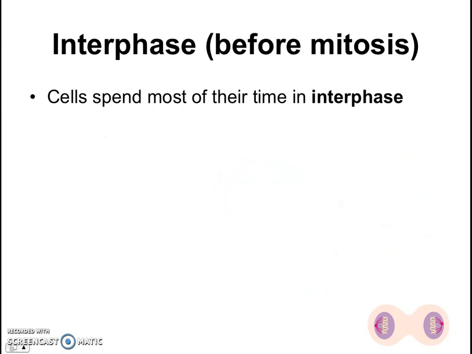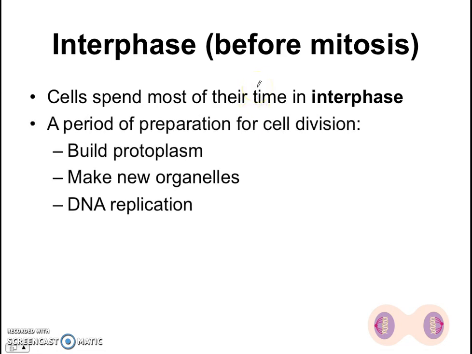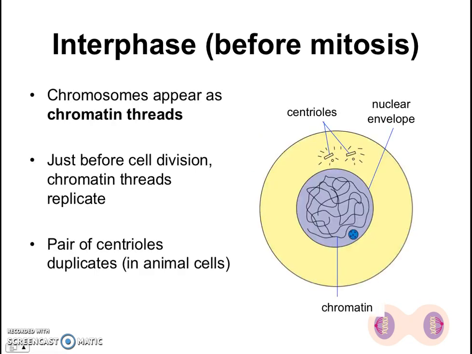Now remember, interphase is not part of mitosis. It takes place before mitosis. And cells spend most of their time in interphase. Doing what? Well, they spend their time preparing for cell division. So they grow, they build more protoplasm, they make new organelles, and they replicate their DNA, they replicate their chromosomes. So here's a diagram showing you what the cell looks like during interphase.